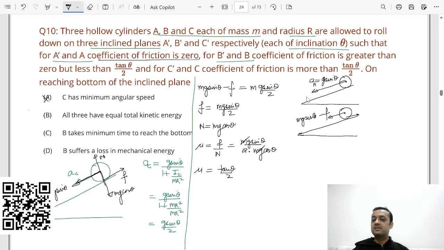When the cylinder A reaches the bottom, it will have 0 angular speed, which is why option A is wrong. Option B says all three have equal kinetic energy. This is also wrong. Why? Look, body A did not suffer any loss in kinetic energy because there was no friction.